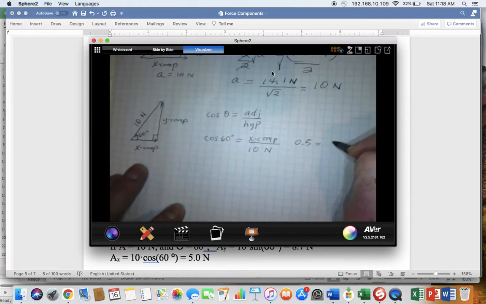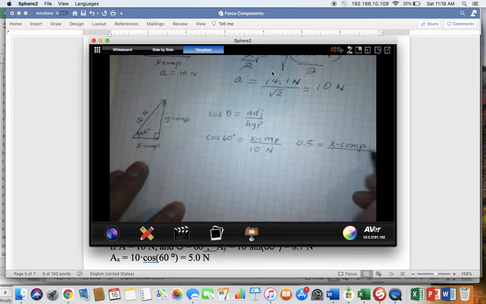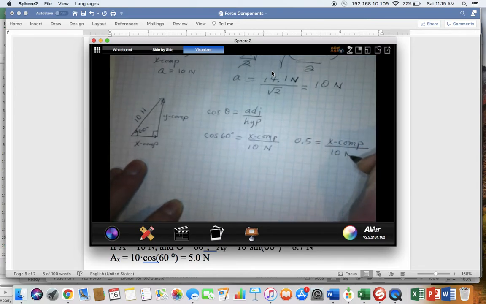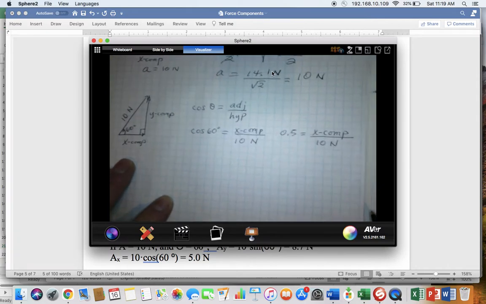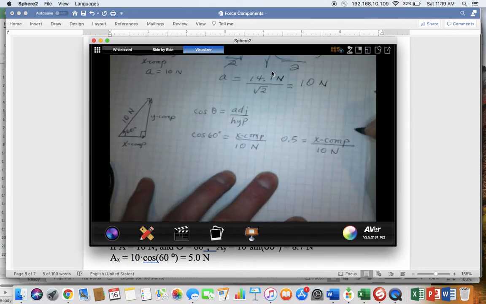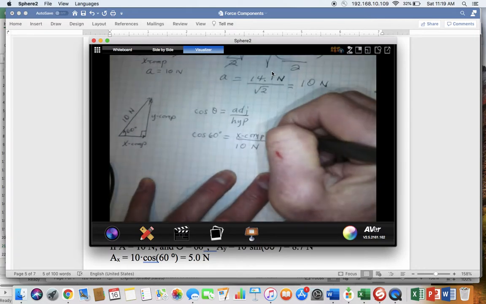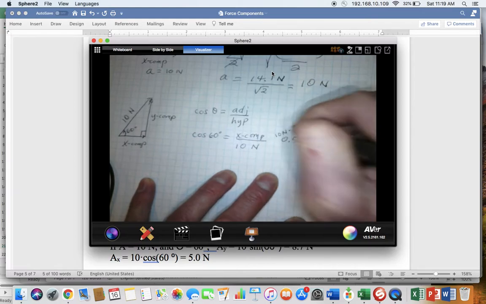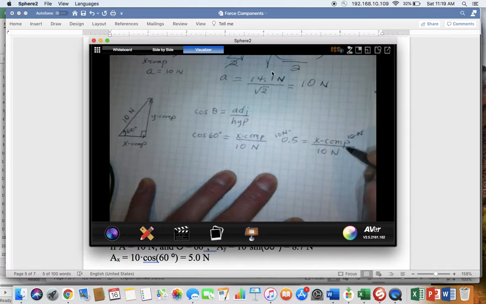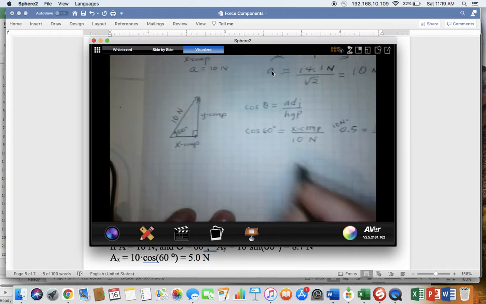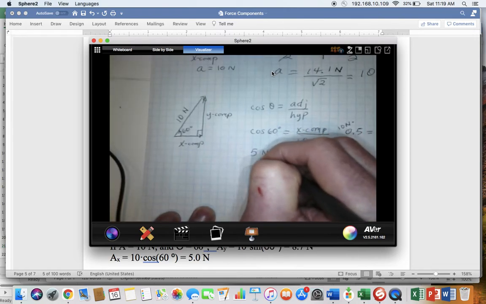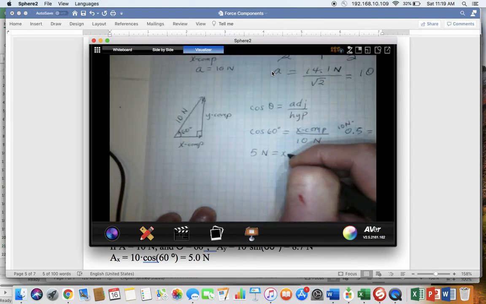And the x component we don't know, but again, we're dividing it by the hypotenuse of 10 newtons. So we're just going to simply do some algebra here. We're going to multiply both sides by 10 newtons, and the 10 newtons cancels on that side. 10 newtons times 0.5 is 5 newtons, and that's the value of the x component.